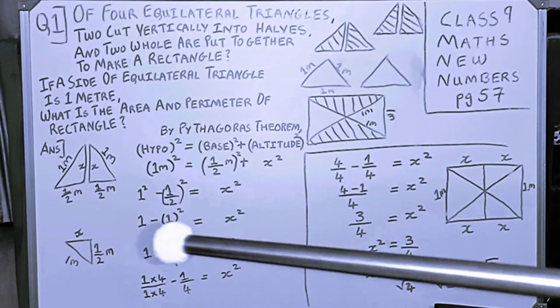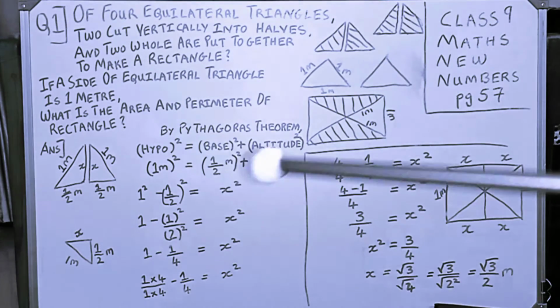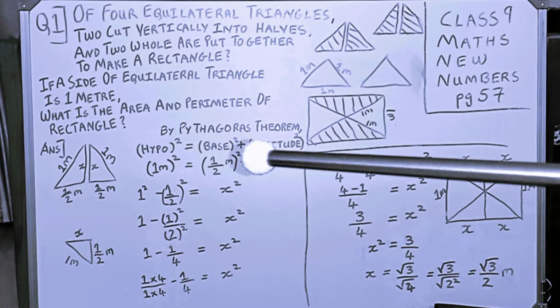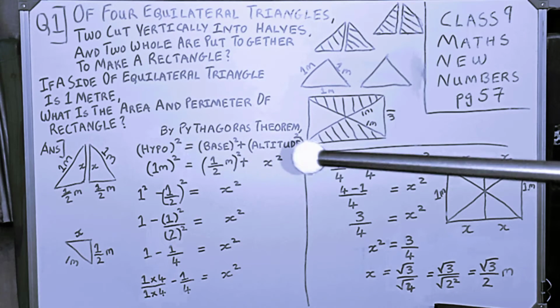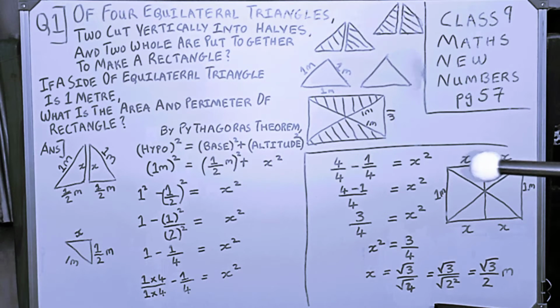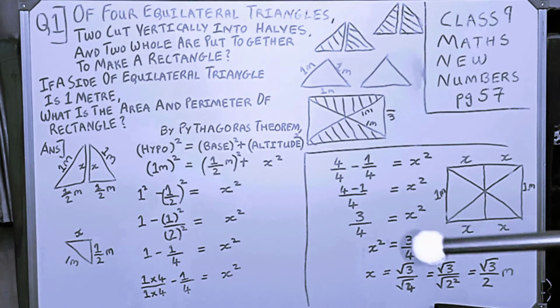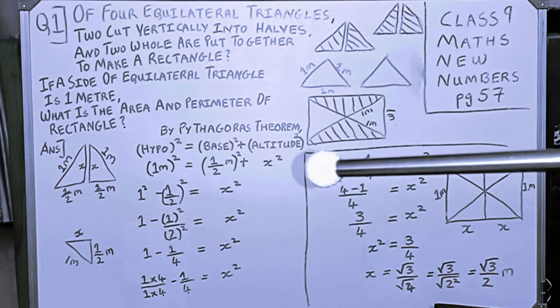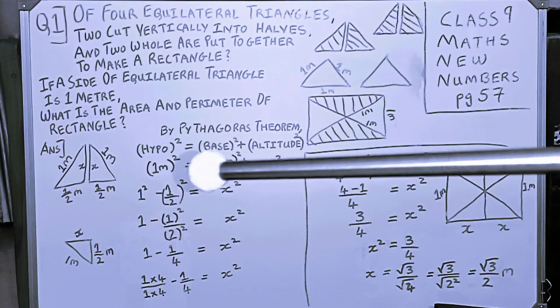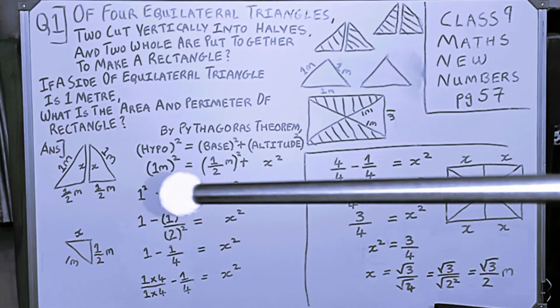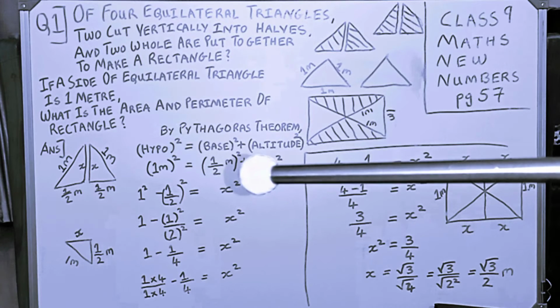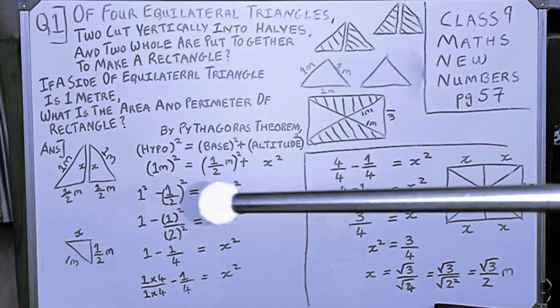Okay, so we have put half meter the whole square plus altitude we are not aware of. This x we have considered as the height or the altitude of the right angle triangle, so we have put x. So over here you can see x square. So 1 meter square is 1 square itself. Half a meter square we have kept aside for simplicity.